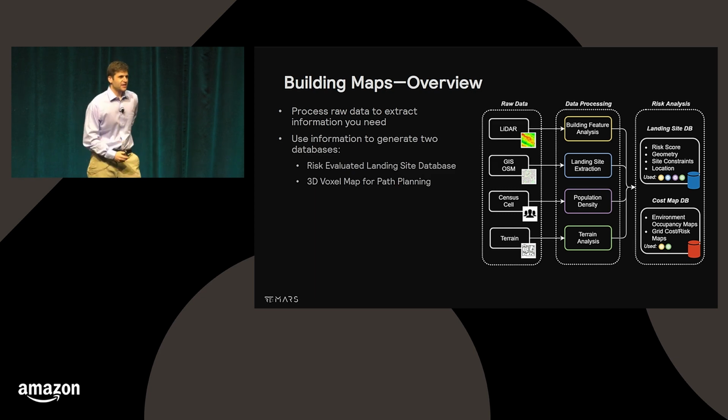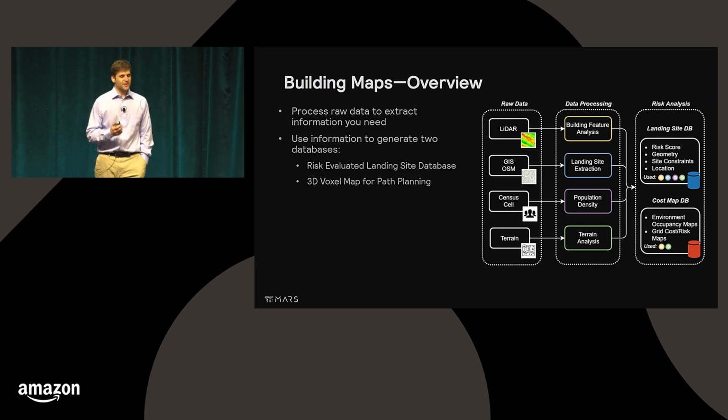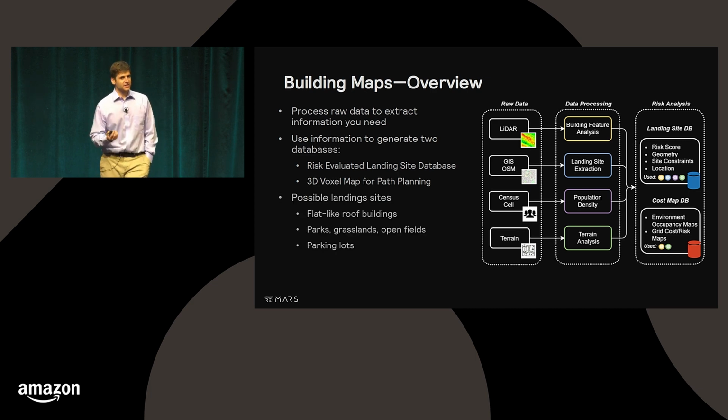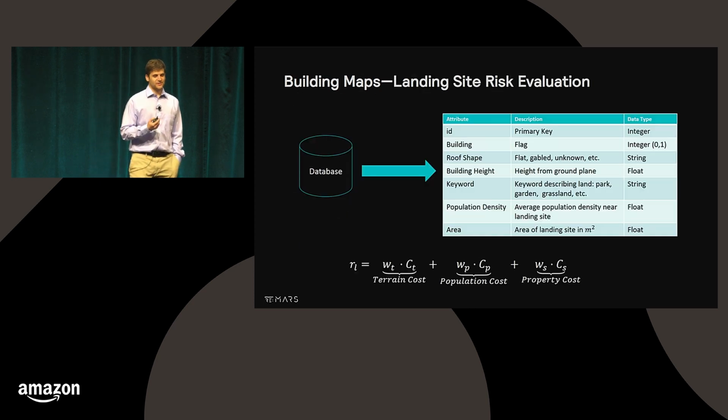The first database is the risk-evaluated landing site database. This database has information about all the available landing sites, and it has already been risk evaluated for you before you even take off. The other one is a map that you can use to do path planning in. It's like a 3D voxel map that has information about obstacles and all the things that might exist in that region. And another important distinction is that now we have the possibility to land on flat rooftops. Those will be a part of our landing site database maps.